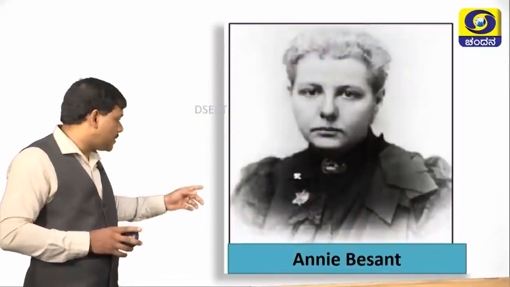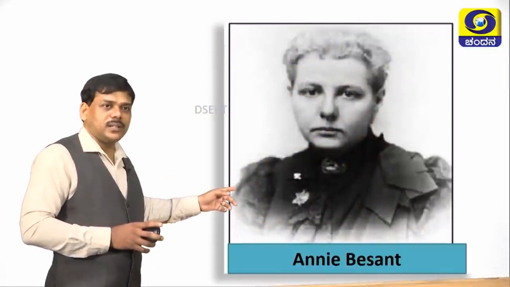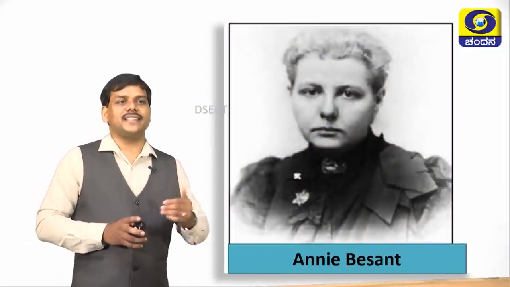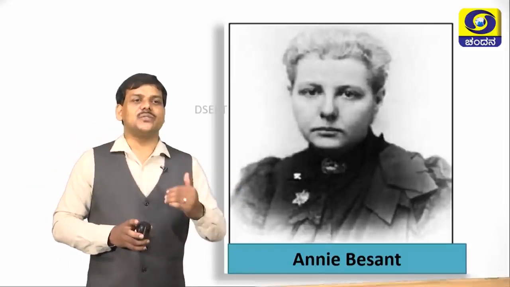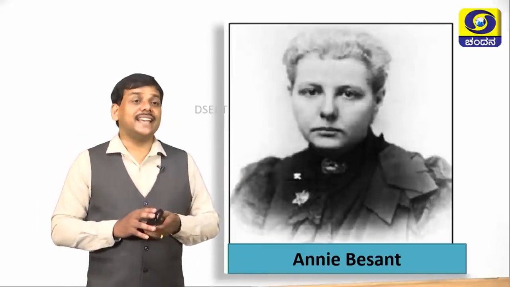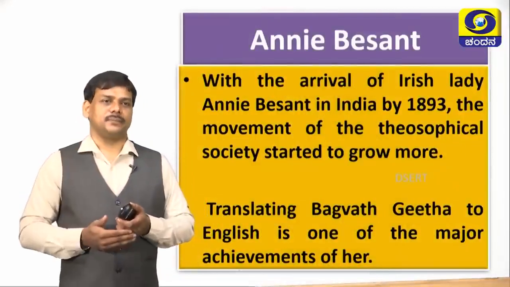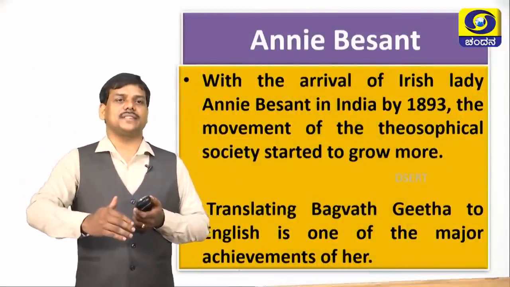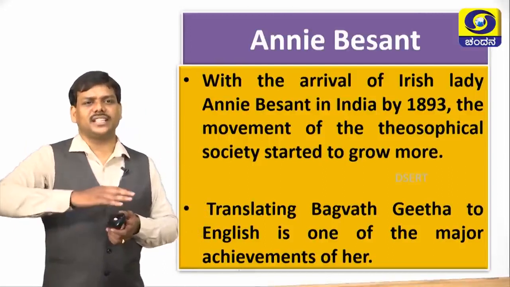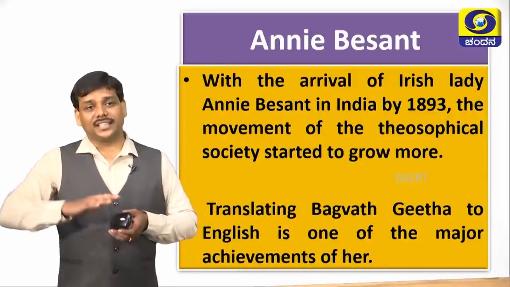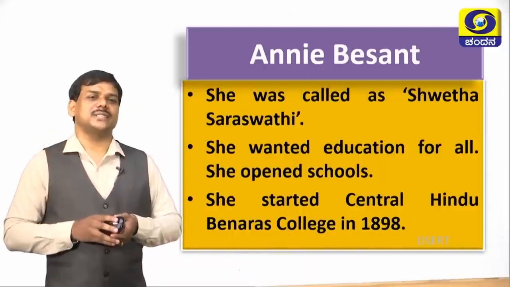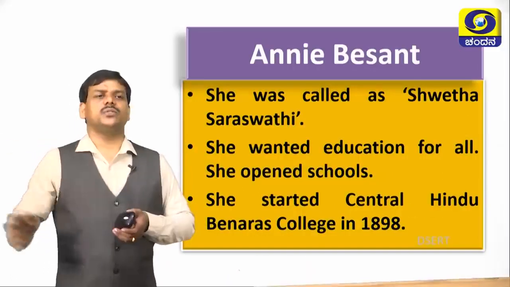Here is Annie Besant, very important from the exam point of view. Explain the role of Annie Besant in the social and religious reformation movement. Annie Besant belonged to Ireland. She was an Irish lady. With the arrival of Annie Besant in the year 1893, the movement of the Theosophical Society started to grow more. She translated the Bhagavad Gita into English. That's why she was called Shweta Saraswati. She wanted education for all.